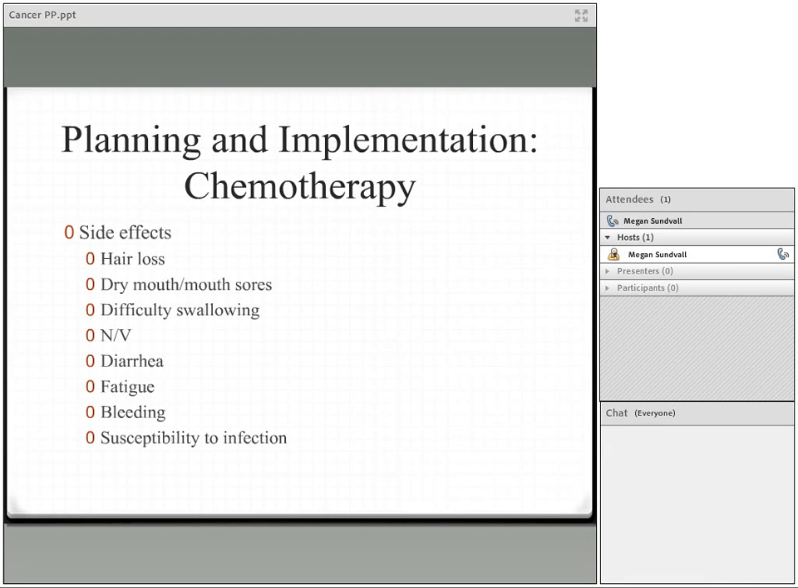Side effects with chemotherapy: hair loss, dry mouth, mouth sores, mucositis, difficulty swallowing, nausea, vomiting, diarrhea, fatigue. Again, understanding that this is the number one side effect, but it's not the most important. Pain is the most important thing that you should be taking care of. With fatigue, you may hear someone talking about having chemo brain, and basically what they're noticing there are changes in concentration or memory. So the treatment for any chemotherapy, so prioritization and administration of nursing care throughout the day.